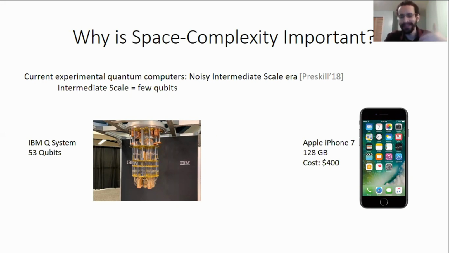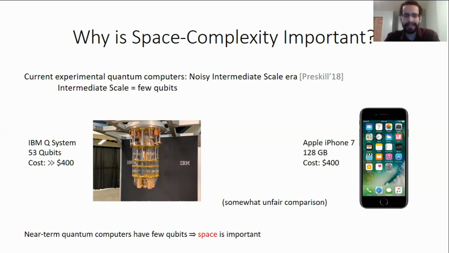Now, I don't know exactly how much IBM's Q system cost to build. I imagine it's some sort of trade secret, but I think we can safely assume it's a great deal more than $400. Now, of course, this is a somewhat unfair comparison, as when one says the iPhone 7 has 128 gigabytes of memory, that is conflating together multiple different kinds of memory. But the basic message is true. Current and near-term quantum computers have few qubits. They have a small amount of quantum memory. And so space really is important in quantum computation.